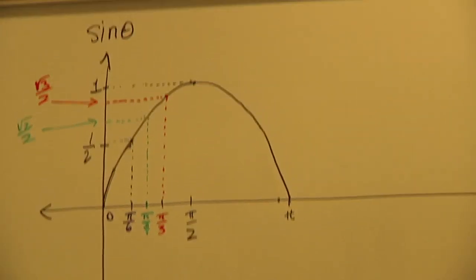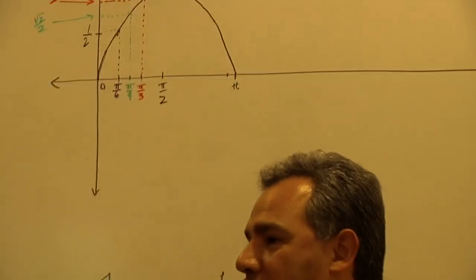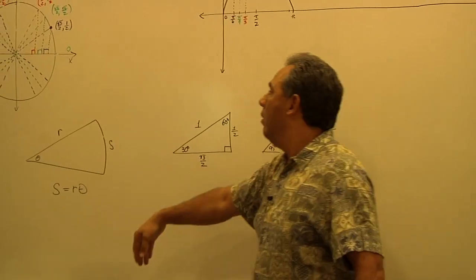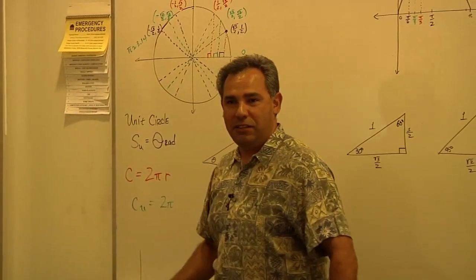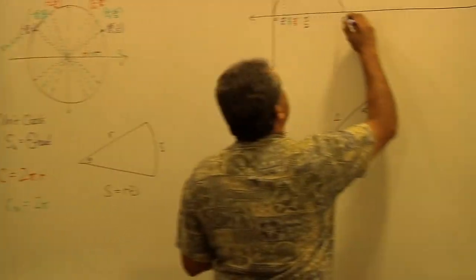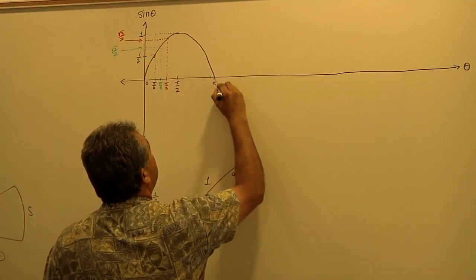And now we're going to go to quadrant 3. In quadrants 3 and 4, the y-coordinates are always negative, right? That means the sine graph will be below the x-axis. And so here it is. It's going to come down like this. Okay, here we go to quadrant 3. Where does quadrant 3 end?